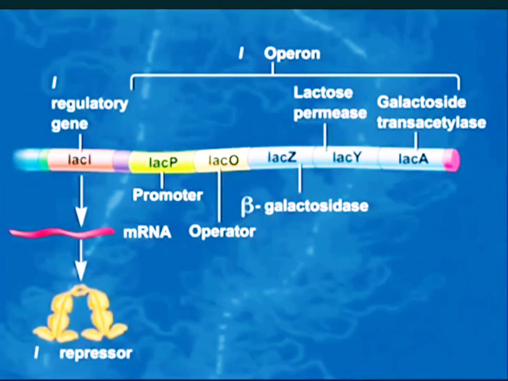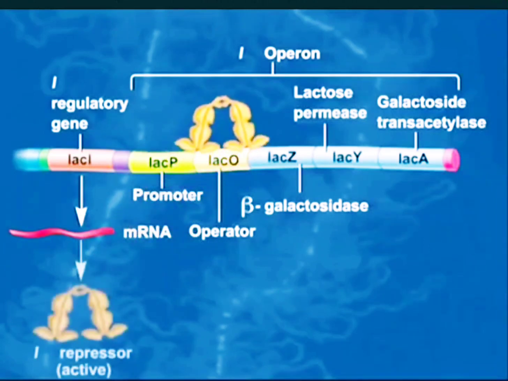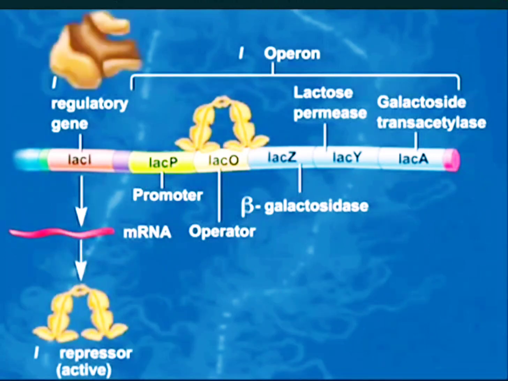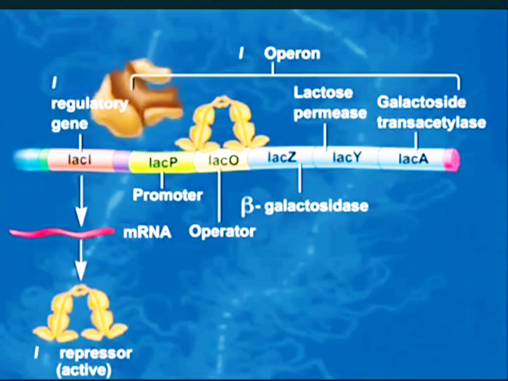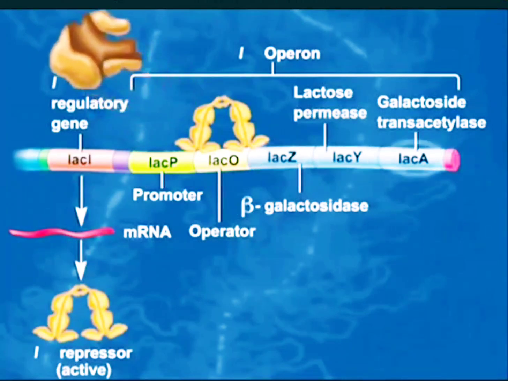In the absence of lactose inside the cell, the lac repressor protein is active. In its active state, the lac repressor recognizes and binds to the lac operator site. When the lac repressor is bound to the lac operator site, RNA polymerase is prohibited from recognizing the lac promoter, and the lacZ, lacY, and lacA genes are not transcribed.